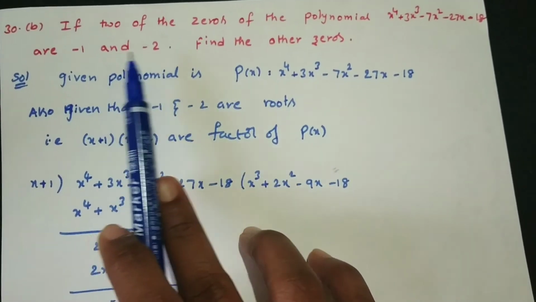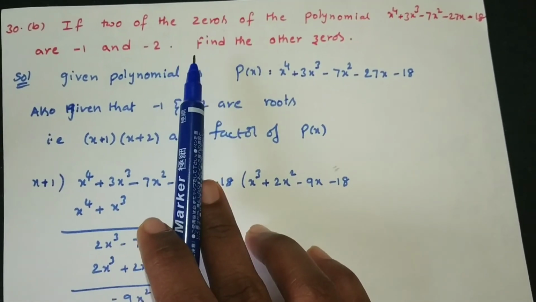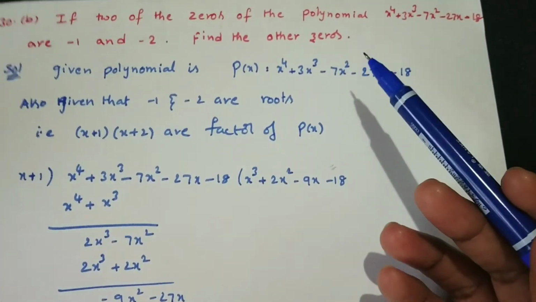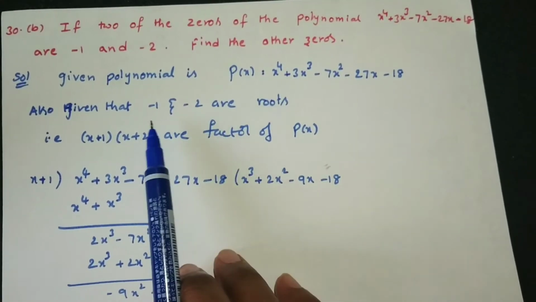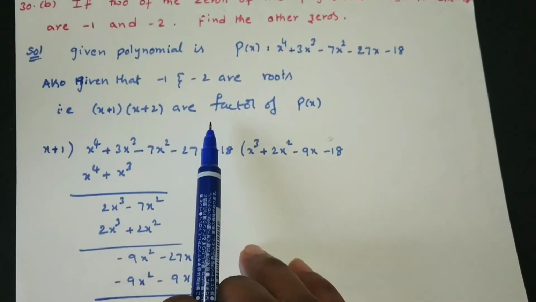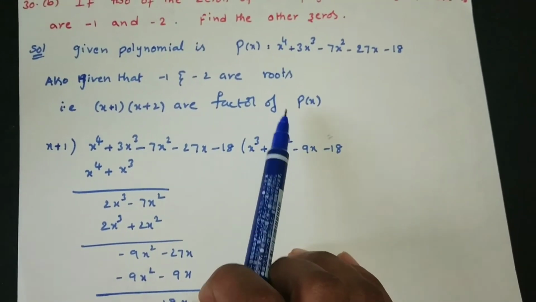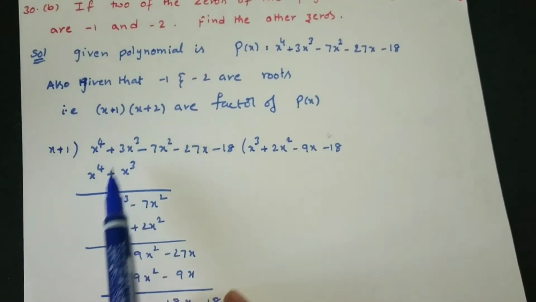Here, they have given minus 1 and minus 2 as two of the roots, so we are going to find the other two roots. The given roots are minus 1 and minus 2, which means x plus 1 and x plus 2 are factors of this polynomial. Factors means we can divide p of x by those two factors.